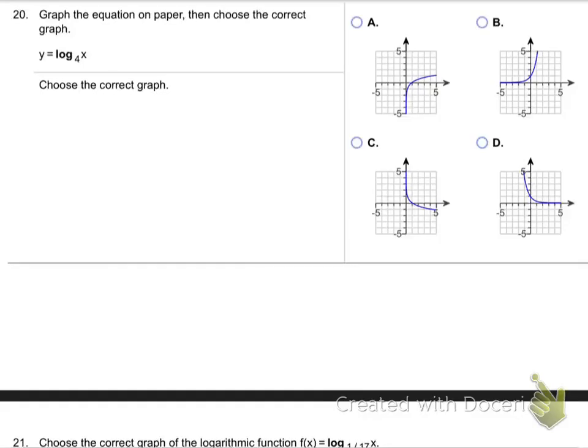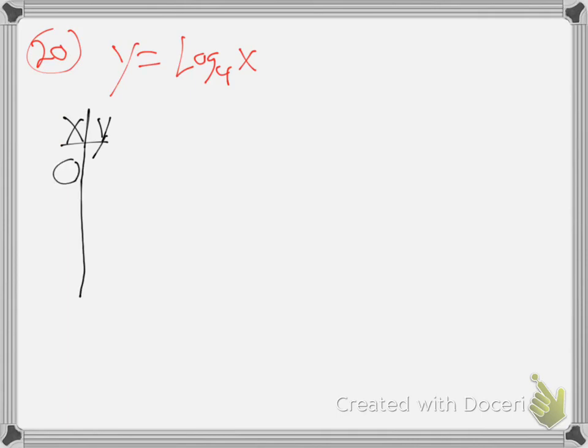All right. In fact, I think I'll get a fresh screen here. Question 20: y equals log base 4 of x. They want me to graph it, and they give me multiple choice answers. So what I'm going to do is exactly what I did with the other graphs. I'm just going to make a little XY chart and plug in some nice easy numbers, 0, 1, 2. Hit the buttons on my calculator, put the dots on the graph and connect the dots.